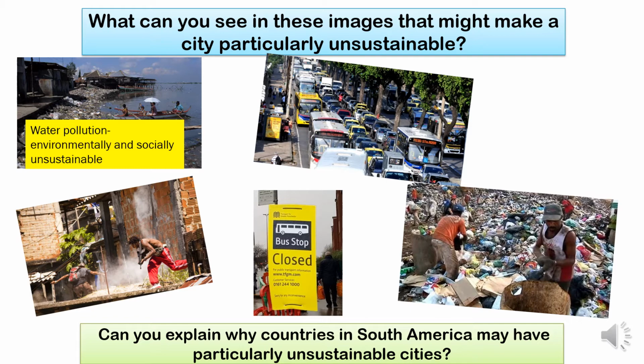Okay then, so you've got water pollution, environmentally and socially unsustainable because it's going to pollute the water, which is going to harm food chains in the water, so it's not good for the environment, and socially it's going to cause diseases or that build-up of waste.